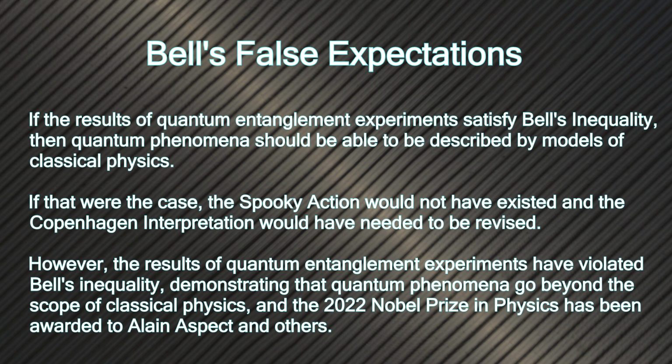If the results of quantum entanglement experiments satisfy Bell's inequality, then quantum phenomena should be able to be described by models of classical physics. If that were the case, the spooky action would not have existed and the Copenhagen interpretation would have needed to be revised. However, the results of quantum entanglement experiments have violated Bell's inequality, demonstrating that quantum phenomena go beyond the scope of classical physics, and the 2022 Nobel Prize in Physics has been awarded to Alain Aspect and others.